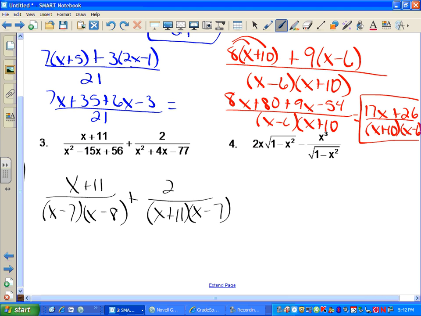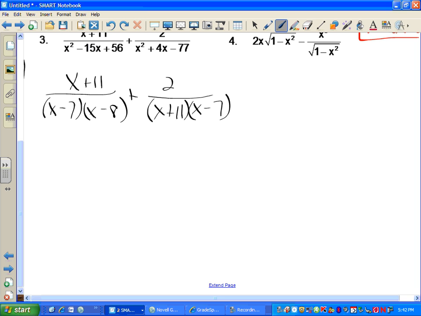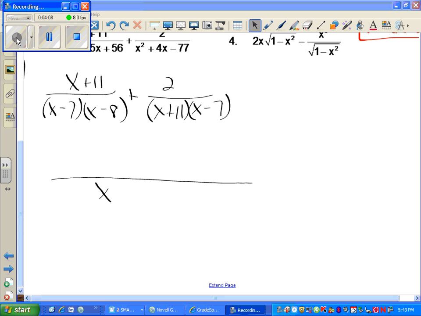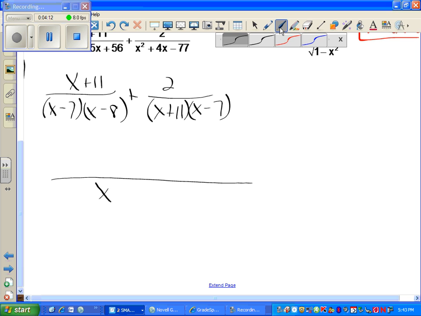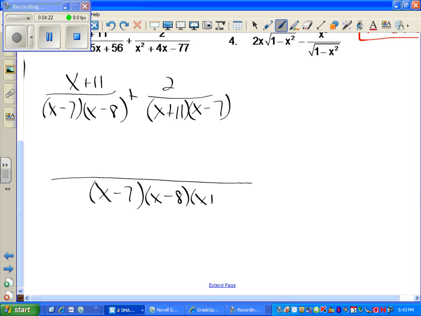Now, as you can tell, this time our common denominator is x minus 7. Whoops, hang on. X minus 7, and we only need one of them. Even though it's in both, we only need one. X minus 8 and x plus 11.